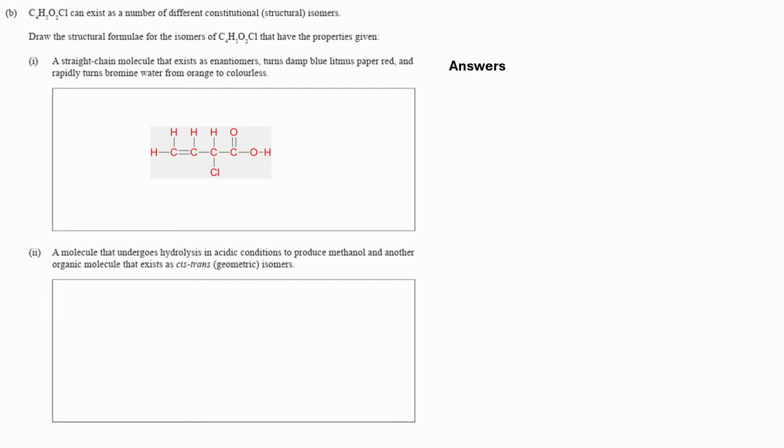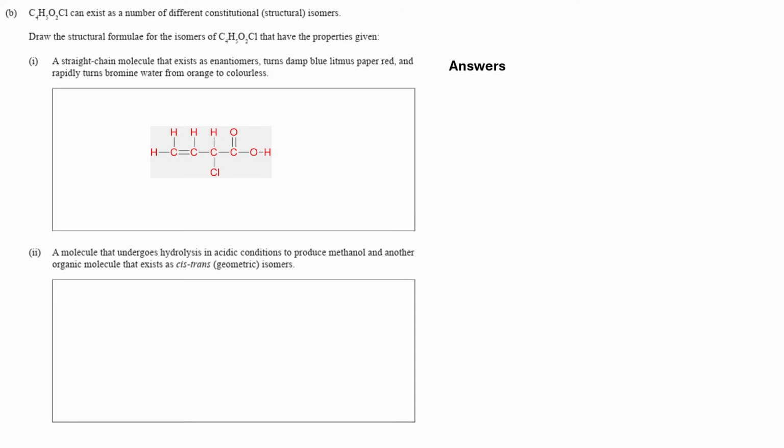Fantastic. Will it turn litmus paper red? Yes, it will, because it has the carboxylic acid functional group on the right. Will it rapidly turn bromine water from orange to colorless? Absolutely, because it has this double bond. So it meets the requirements.